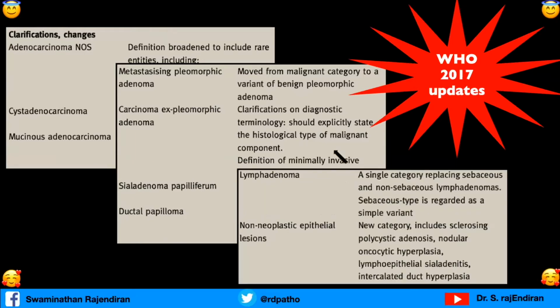And lastly, lymphadenoma. Previously, we used to divide them into sebaceous and non-sebaceous. We used to say sebaceous lymphadenoma and non-sebaceous lymphadenoma. Now they behave the same, so they want to put it as lymphadenoma hyphen sebaceous type or lymphadenoma hyphen non-sebaceous type. And they included the non-neoplastic epithelial lesions: sclerosing polycystic adenosis, nodular oncocytic hyperplasia, lymphoepithelial sialadenitis, and intercalated duct hyperplasia. These are all the 4 additional non-neoplastic epithelial lesions.